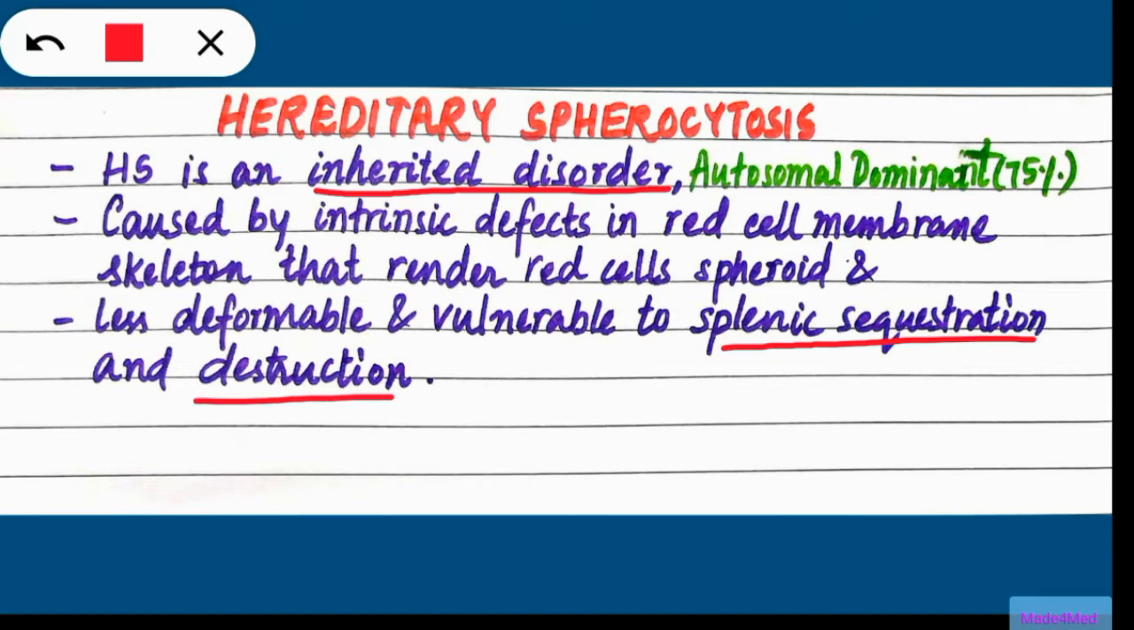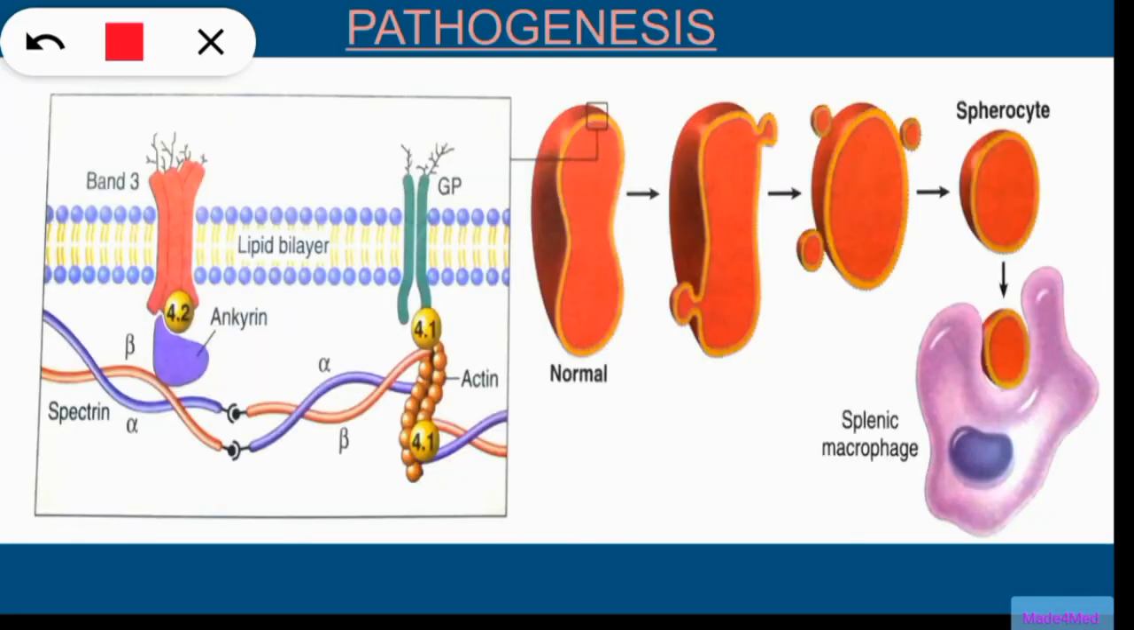So we can say hereditary spherocytosis is an inherited disorder caused by intrinsic defects in the red cell membrane skeleton that render red cells spheroid and less deformable, and vulnerable to splenic sequestration and destruction. Now let's see the pathogenesis of this disease, or the origin of this disease.